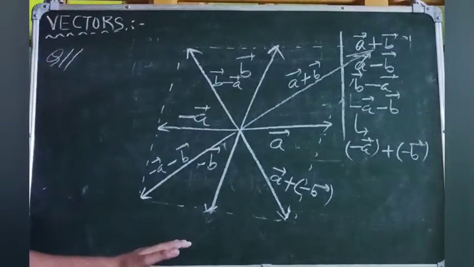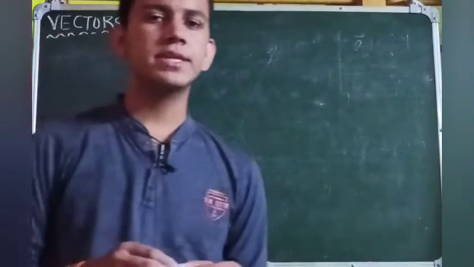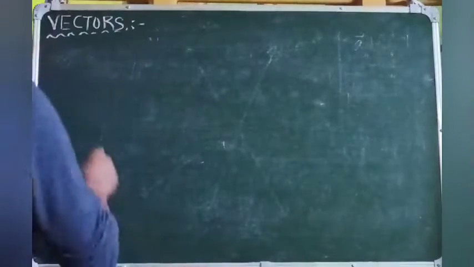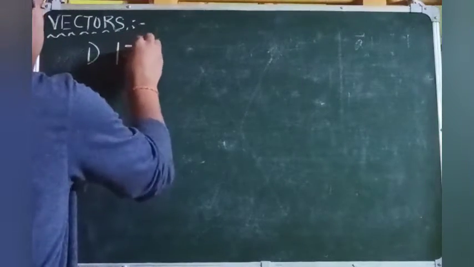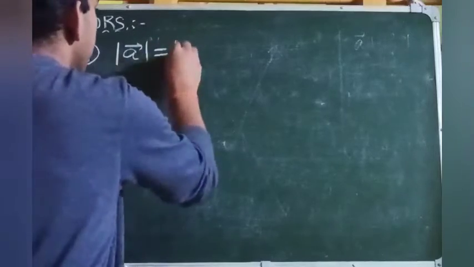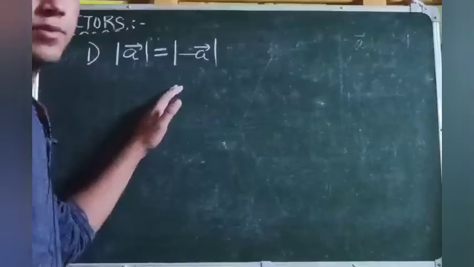This exercise is an important one. Next, we are going to see some important formulas. Number one: the magnitude of a vector is always equal to the magnitude of minus a vector, as we have already seen.